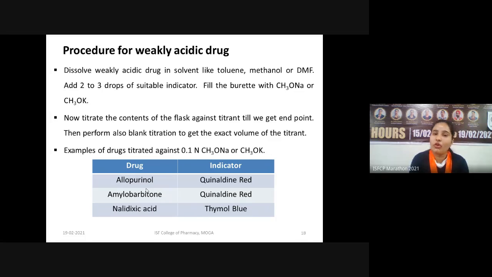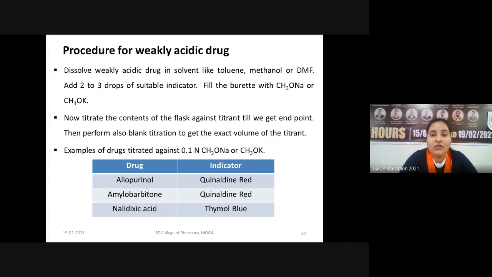The procedure for weakly acidic drug quantitative estimation is: first, dissolve the weakly acidic drug in the solvent. First of all, we will dissolve the weakly acidic drug whose quantitative analysis is to be done in a suitable solvent, which can be toluene, methanol, or DMF. After dissolving the weakly acidic drug completely in the solvent, we will be adding 2 to 3 drops of suitable indicator. The choice of indicator will be based on the acidic drug which we are taking.